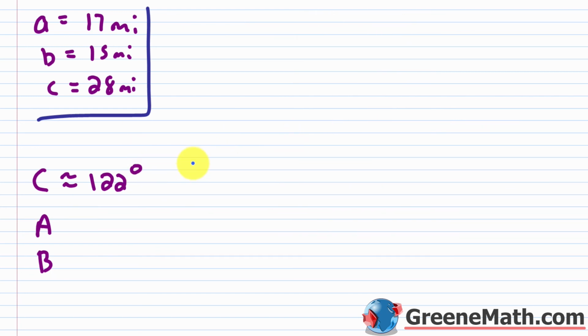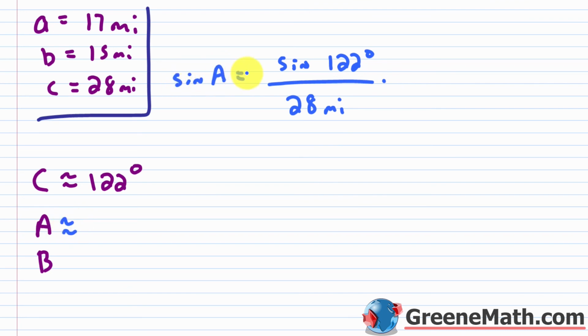So I'm going to say, in each case, that I have the sine of, in this case, 122 degrees, over whatever c is, which is 28 miles. Again, you can write the units if you want. It's going to end up canceling. So I'm going to multiply this by, let's just start with a. So let me go, the sine of a is equal to this. So I'm going to multiply this by what I would have divided by here, which is 17 miles. Okay, so you can see that this is going to cancel here.